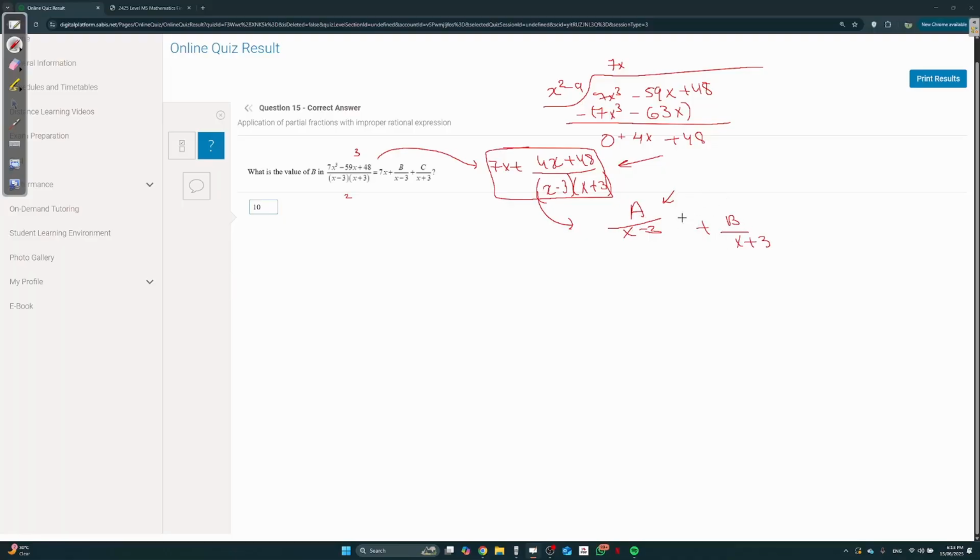What's the step now after we split? We have to form our equation. So a, here we have x minus 3. What do we need? We need the x plus 3. So we're going to make x plus 3. Now b, you have x plus 3, you need an x minus 3. So x minus 3. This equals what? The old numerator, 4x plus 48.